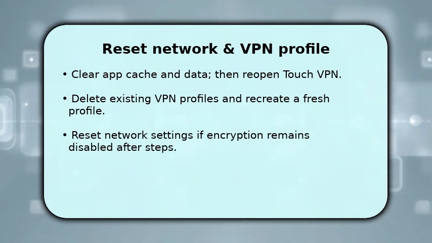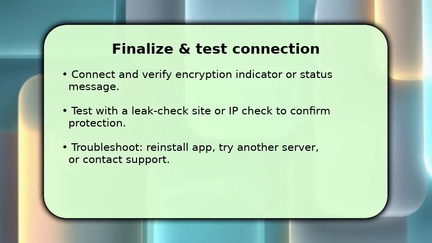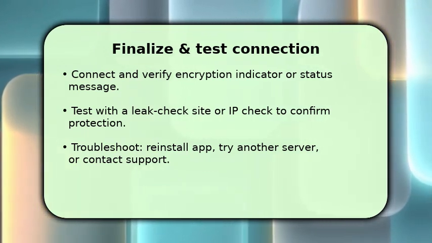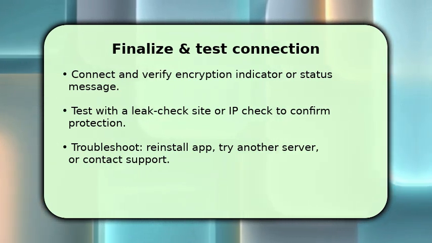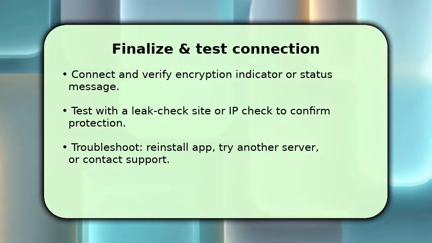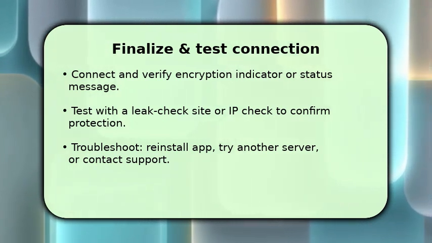Finish by re-establishing and validating the secure connection. Launch Touch VPN and connect to a nearby stable server. Watch for the encryption-enabled indicator or a connected/secure status message. Then run a quick IP and DNS leak check to ensure traffic is tunneled and encrypted.